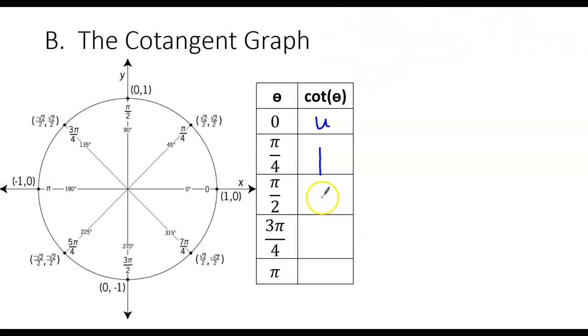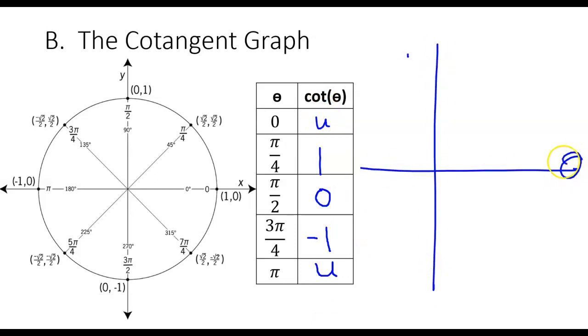So at pi over 2, cotangent would be 0. At 3 pi over 4, cotangent will be negative 1. And at pi, cotangent is 0. I'm sorry, not 0. Cotangent would be undefined at that point. And it's just going to repeat after that. So let's go ahead and graph this one.